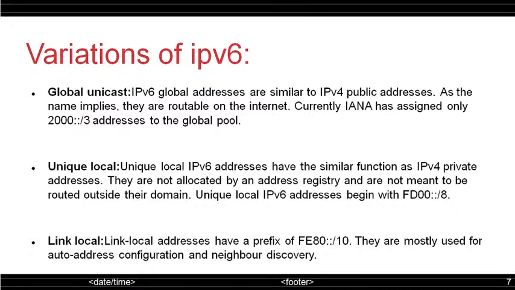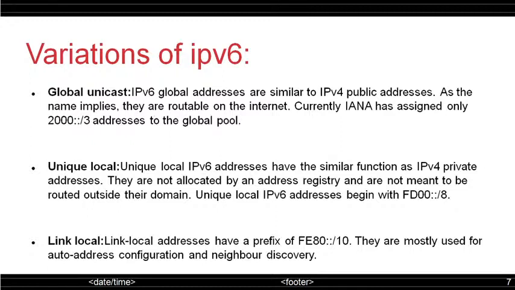Now let's get to unique local. Unique local IPv6 addresses have a similar function to IPv4 private addresses. They are not allocated by a registry and are not meant to be routed outside their domain. So unique local addresses can only be routed within their own domain, not outside of it. Unique local IPv6 addresses begin with FD00:: something.